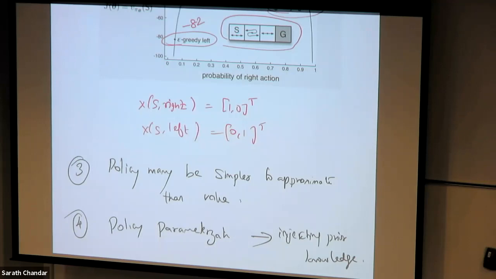So this is much more intuitive than having some prior knowledge about the value of a state, right? How can you think about the value of a state? On the other hand, thinking about actions might be easier. So this is another advantage. Is that clear? Okay, I think I sold policy gradient methods too much.